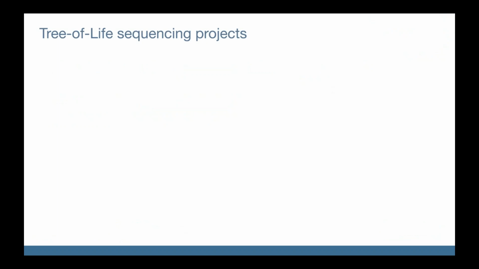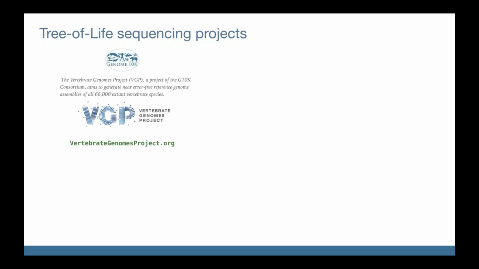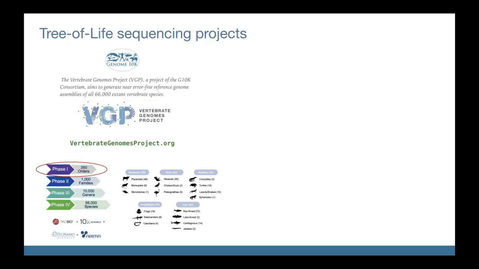I'm coming from a slightly different background maybe to the other speakers, in that I'm currently involved in a lot of tree of life sequencing projects. One project is the Vertebrate Genomes Project, which is aiming to get very high quality reference genome assemblies for all vertebrate species. This project has been going on for a little while now, and we're in phase one, where we're creating good genome assemblies for one species per vertebrate order, which is about 260 species or so.